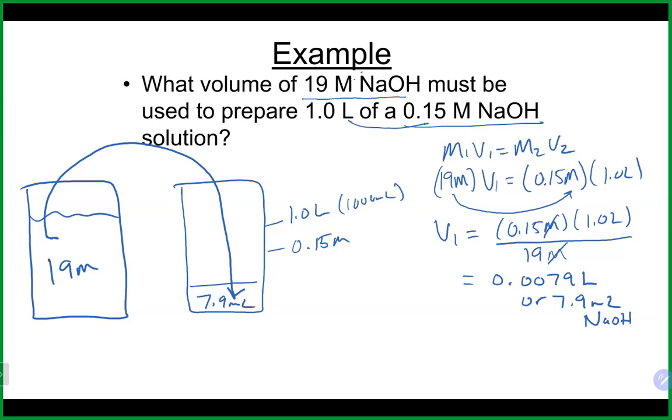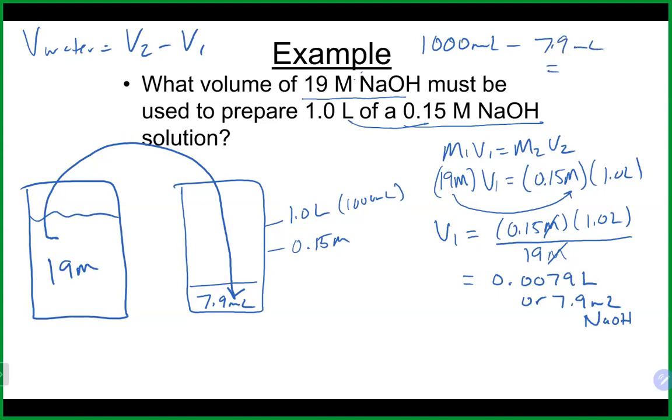So a very common question, sometimes asked with dilution problems, is how much water would you put in there? A lot of times, if you need to figure out how much water, or solvent, you would put in there, you take V2 minus V1. V2 is usually the final volume of your diluted solution. V1 is the more concentrated volume. So in this particular case, we would end up with 1,000 milliliters, which is 1 liter, minus the 7.9 milliliters that we put in there.